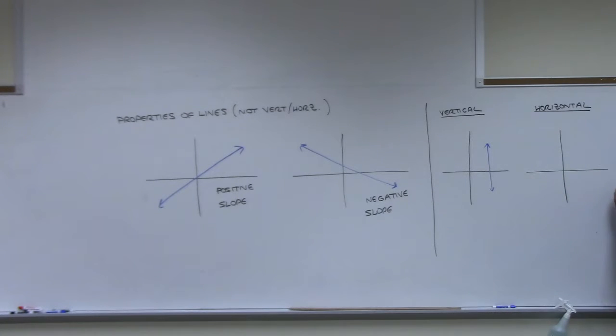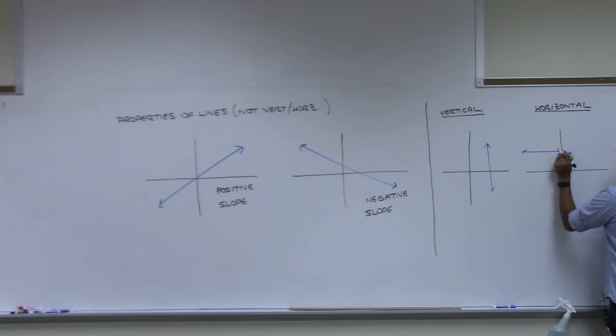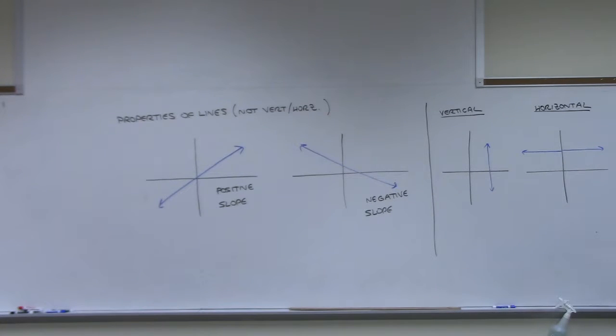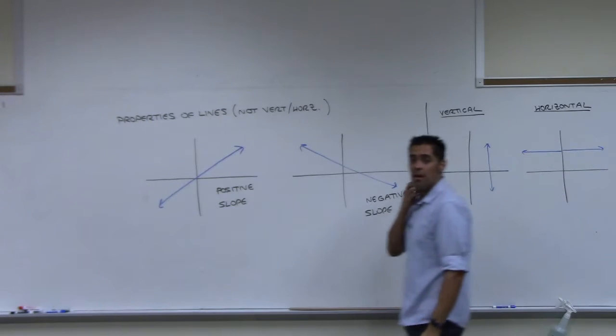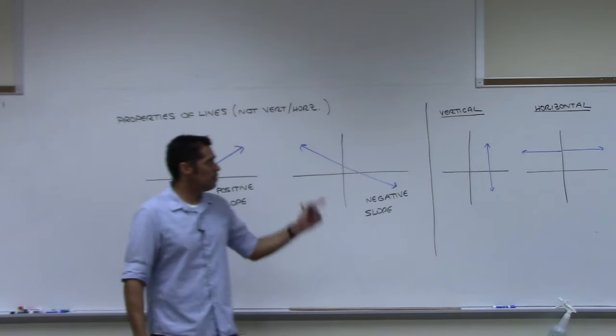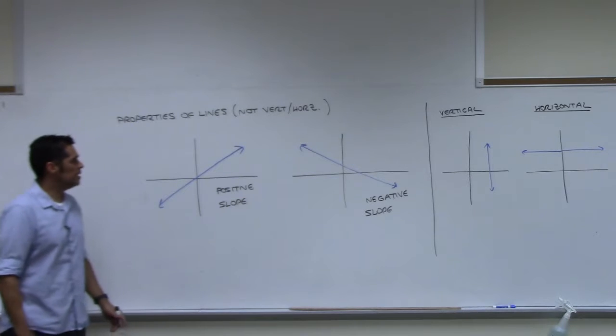I heard undefined. That is correct, but which one of those? The vertical line has what we call an undefined slope. What about the horizontal line? It's got a zero slope.